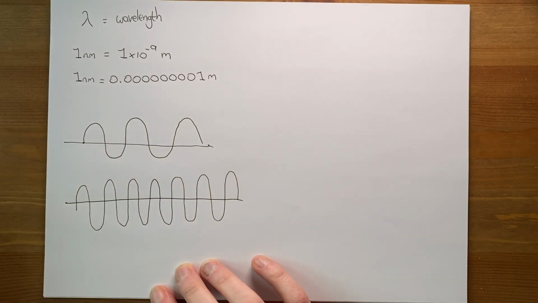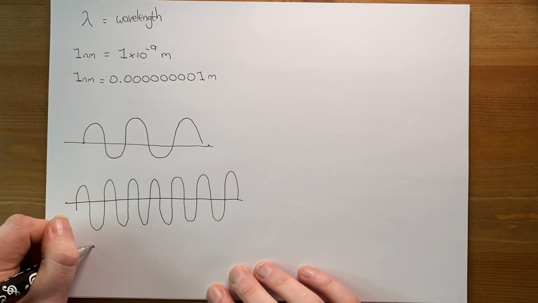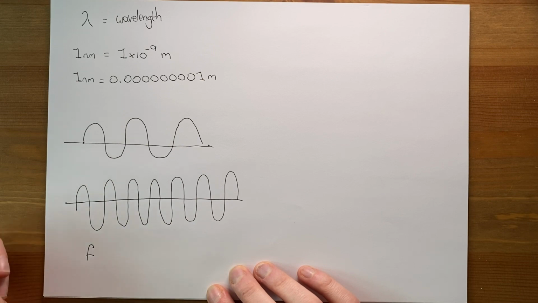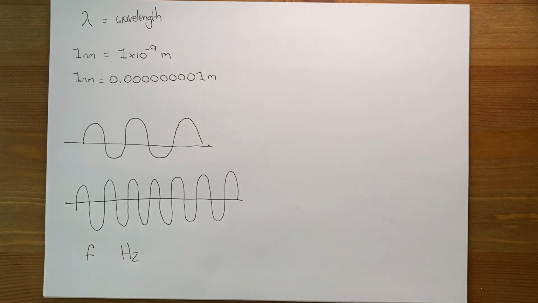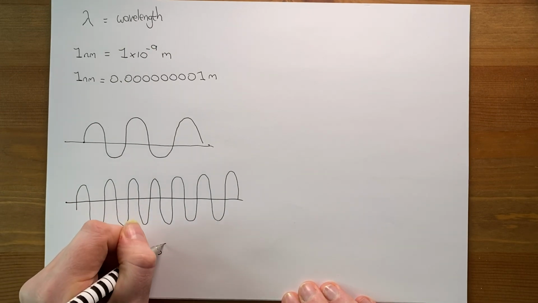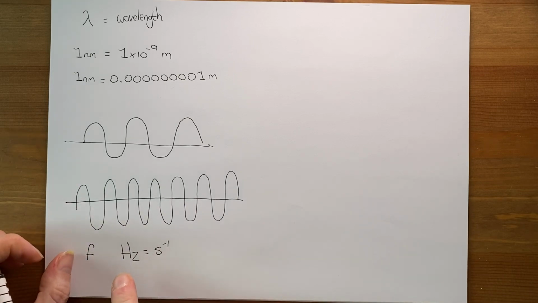And I would have more waves passing through a point in a second. Now, frequency is given the symbol F, nice and easy to remember, and that is measured in hertz. Hertz is equivalent to s to the minus 1 as well. So sometimes you'll see it written as s to the minus 1, sometimes as hertz. It's the same thing, two different units for the exact same thing.